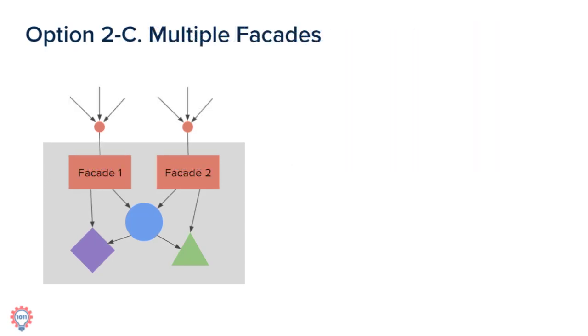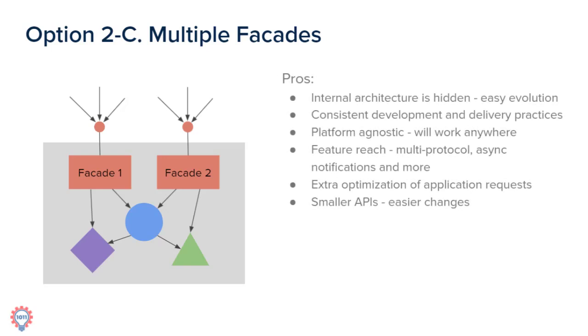And the third option under facades is implementing multiple facades. Each facade can expose a logically well-defined set of features to your consumers. Similar to single universal facades, they will protect your internal architecture. You can use consistent development practices. It will be platform agnostic. It can work on clouds, on premises. You can implement different logic, use multi-protocol conversions, add asynchronous notifications, optimize client requests.